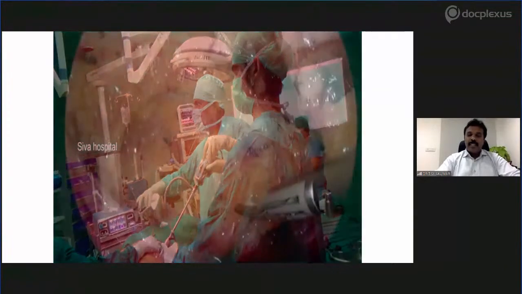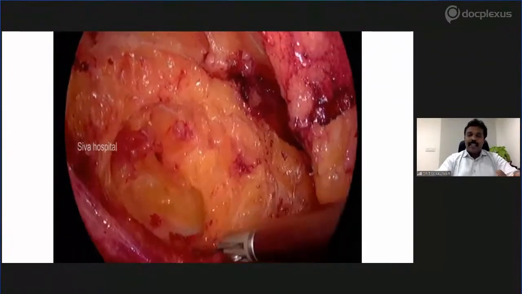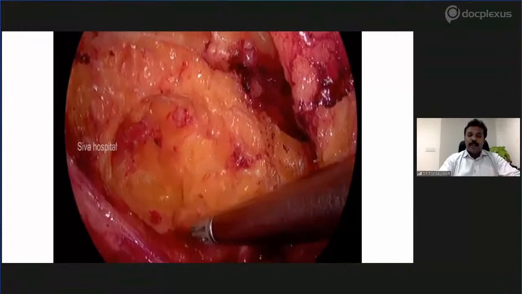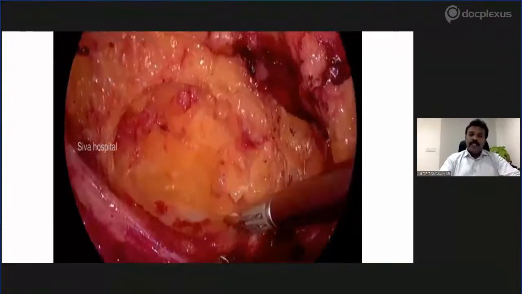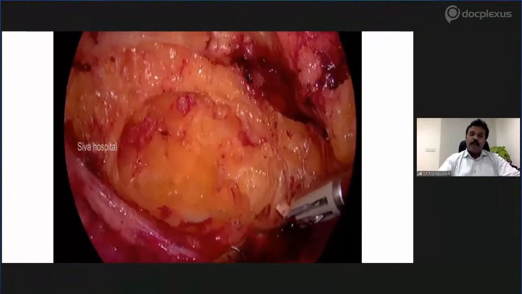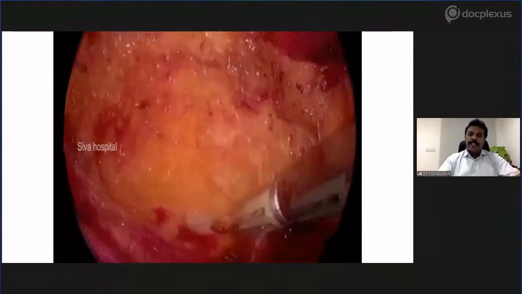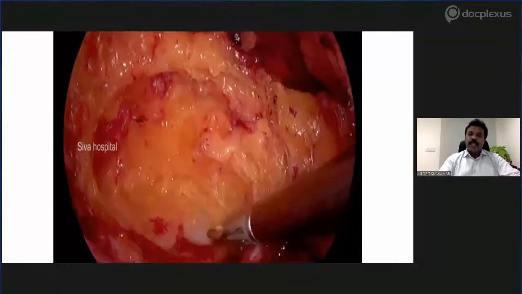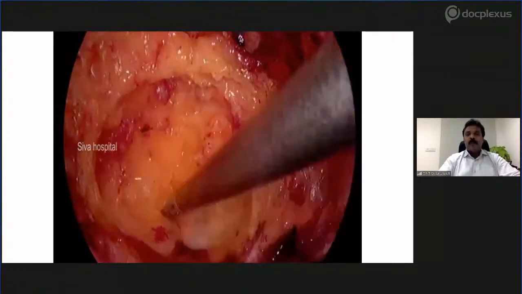The only problem here is the port placement. Somebody should hold the port, or we should do a suture with 1-0 silk or something, because it tends to come out, as only the subcutaneous tissue is holding the port. Otherwise, we have to use the screw type of port.